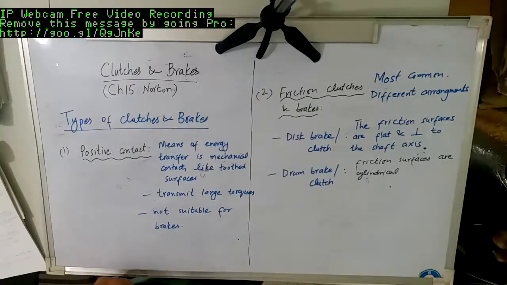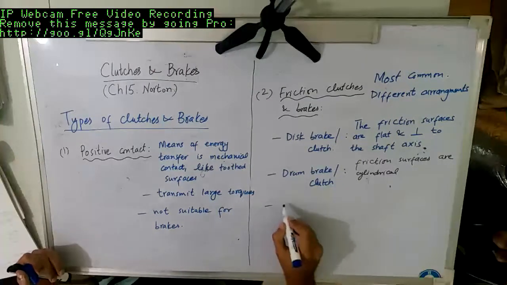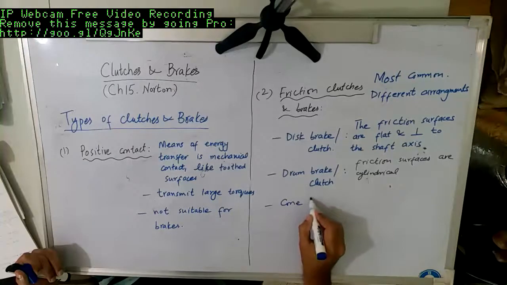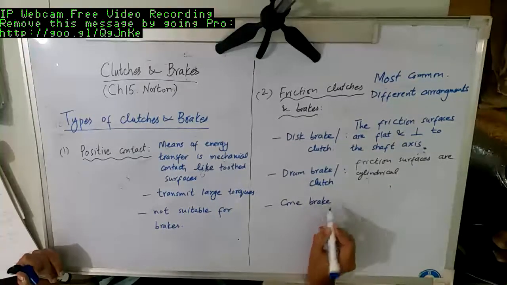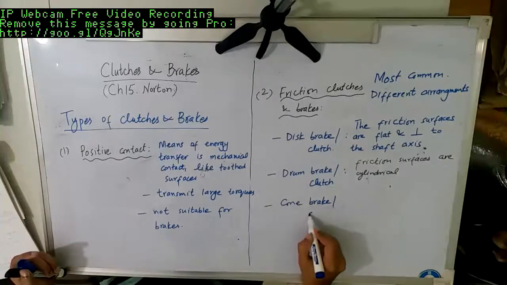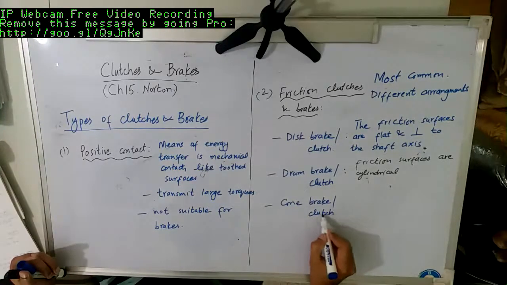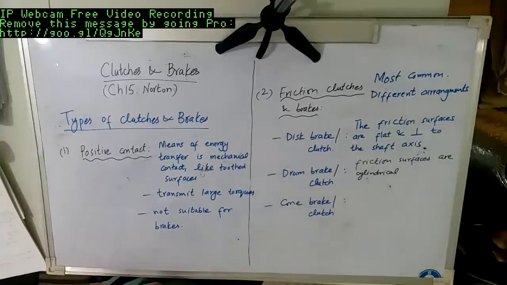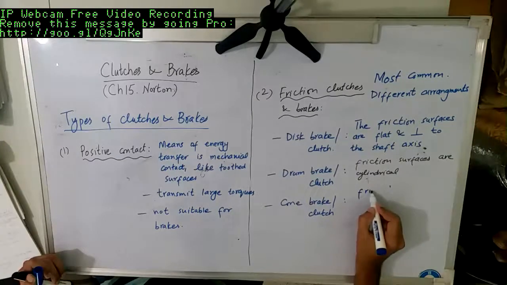And similarly, we have the cone brake or clutch, in which case the friction surfaces are conical.